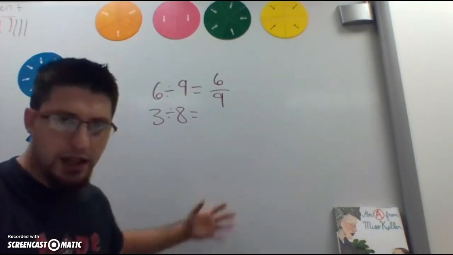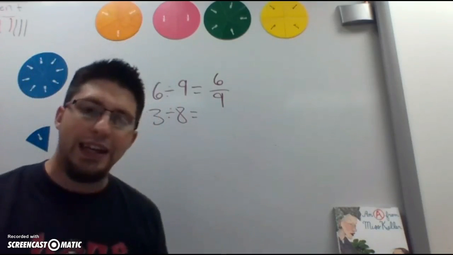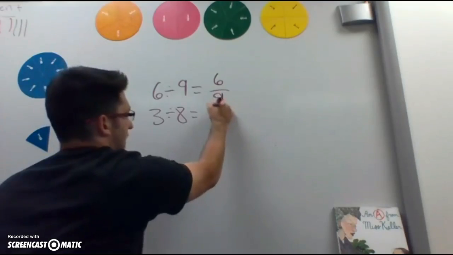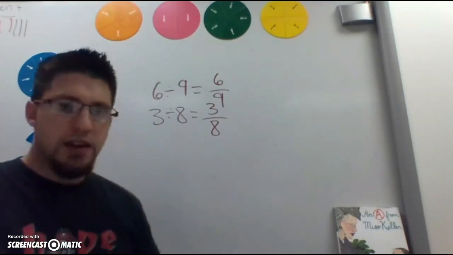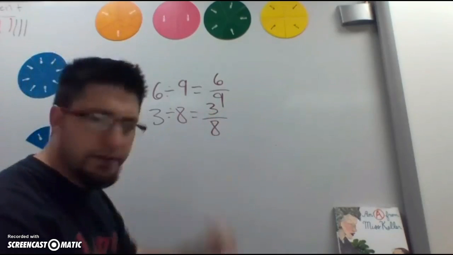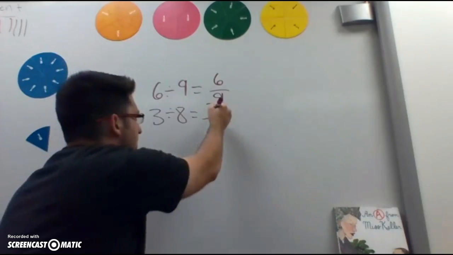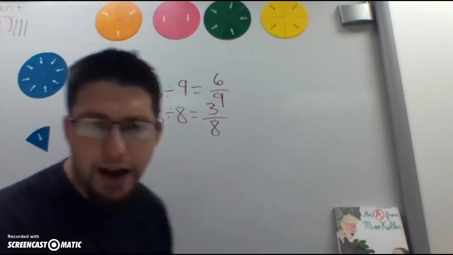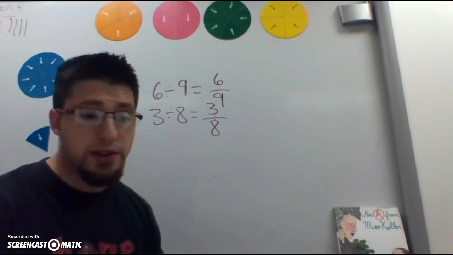Okay, so 3 divided by 8. What's that equal to? Well, I'm taking 3 and dividing it into 8 equal parts. So I got 3/8. You can almost think of this line as a division line. Your fraction's a division problem. Same thing. 3/8, 3/8. Really simple.